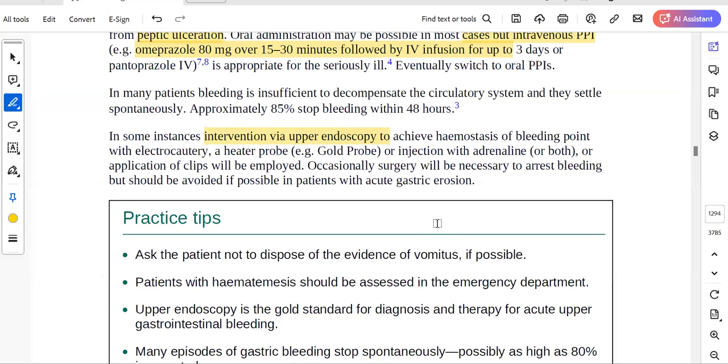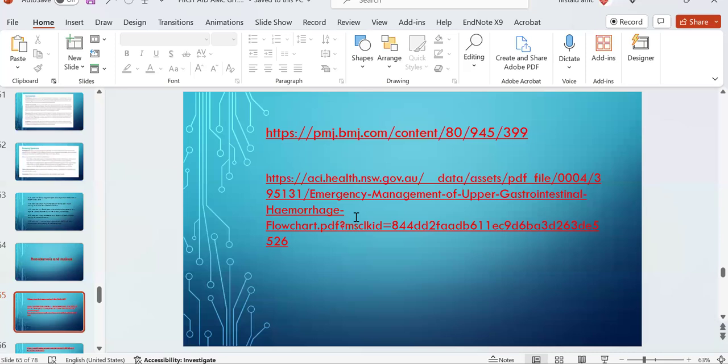Either you can cauterize the bleeding point, you can use a heater probe, you can inject them with adrenaline, or you can apply a clip. All of these are possible ways of stopping the bleeding. Okay, so this is the step-by-step management, but I will show you the guideline that we follow in Australia.